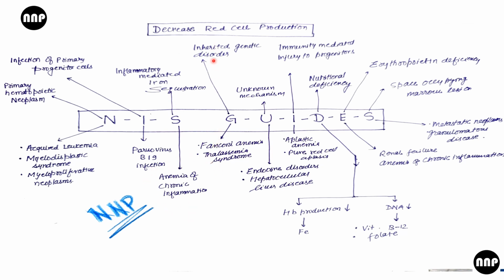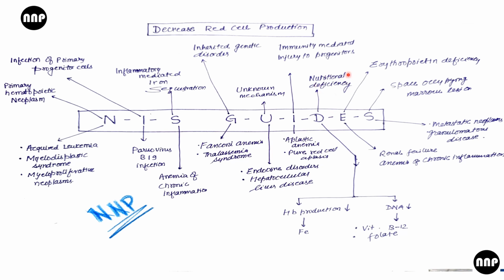G is inherited genetic disorder, for example, in Fanconi anemia and thalassemia syndromes. U is for unknown mechanism, like in endocrine disorders and hepatocellular liver disease, where we see decreased red cell production. I is immunity mediated injury to progenitors. Again, if progenitors are injured, then there will be a decrease in production of RBCs. This we see in aplastic anemia and pure red cell aplasia.